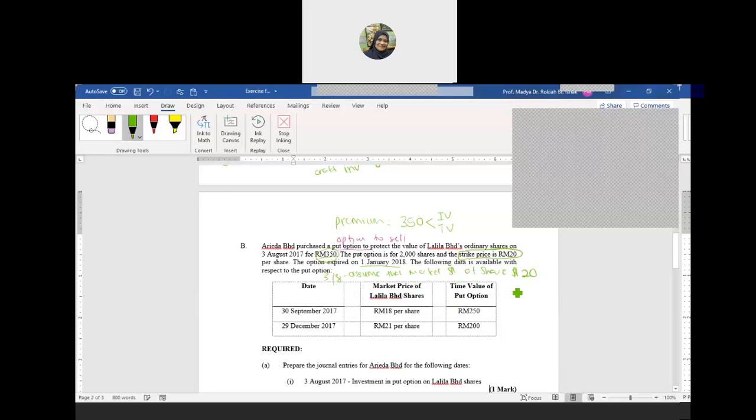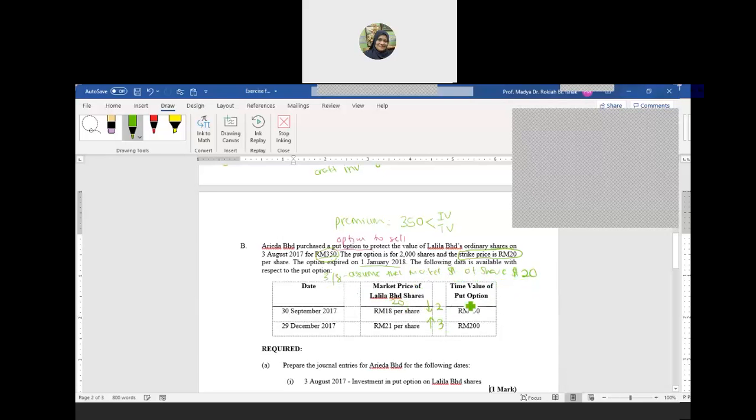So we assume that the market price of the share on the 3rd of August will be 20 ringgit. We have two scenarios in terms of the market price of the share. The first one, the market price of the share is 20 ringgit. Now the price reduced to 18, so you just reduce by 2. And then after that, the price increased to 21, so increase by 3. Okay, this is the time value of the options.